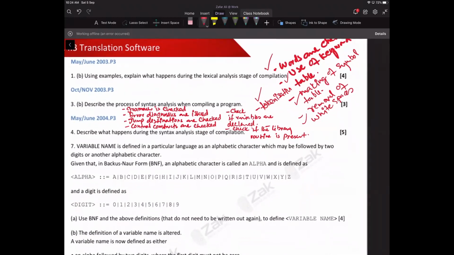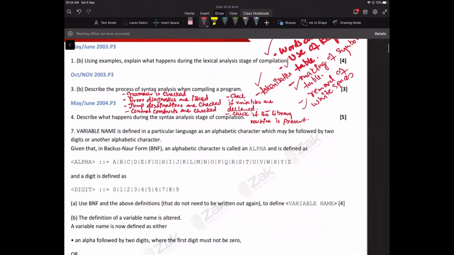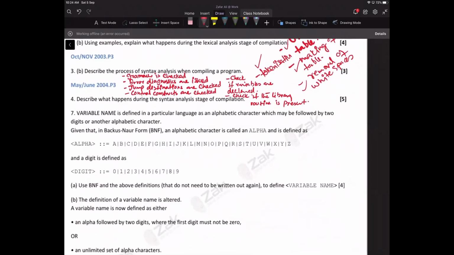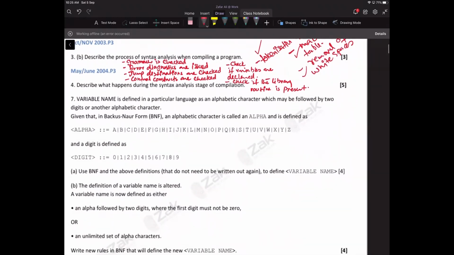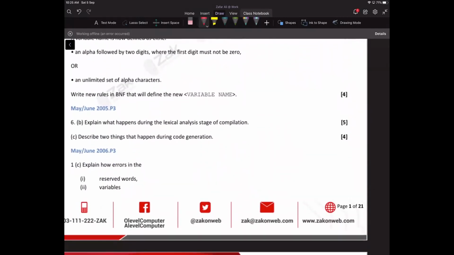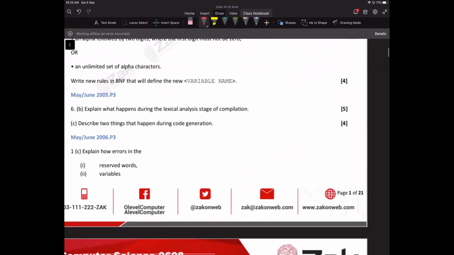May-June 2004: describe what happens during the syntax analysis stage of the compilation. We have already covered it. A variable name is defined in a particular language as an alphabetic character. We did it yesterday, so we just move on with this. Explain what happens during the lexical analysis stage of compilation. We have covered it.